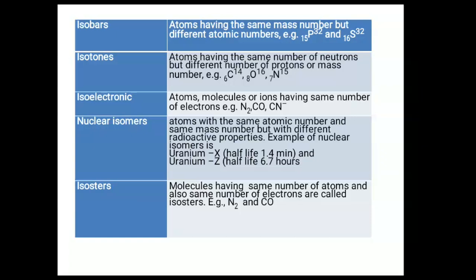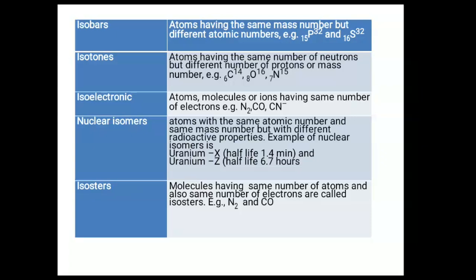Next is nuclear isomers. So what are nuclear isomers? Nuclear isomers are the atoms with same atomic number and same mass number but with different radioactive properties. For example, uranium has one type with a half-life period of 1.4 minutes, and the other nuclear isomer of uranium has a half-life period of 6.7 hours. So element is same, atomic number is same, mass number is same, but they have different half-life periods. So that's why they are called nuclear isomers.